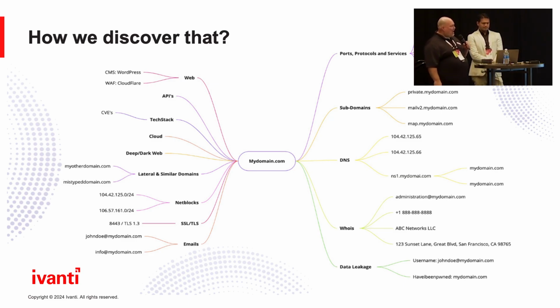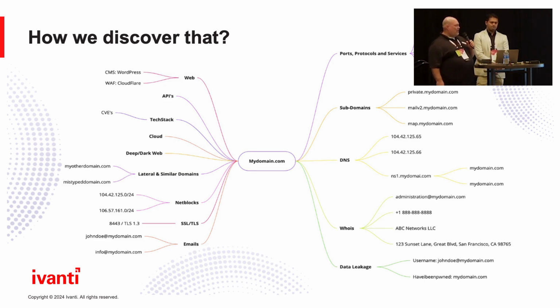Data leakage. These are from both proprietary and non-proprietary sources, like Have I Been Pwned, for example, looking at data dumps and paste bins, whether or not the organization has users and emails showing up in those things, what types of breaches they're involved with, and how much data was leaked. Was it just usernames and emails? Was it home addresses? Was it credentials themselves?